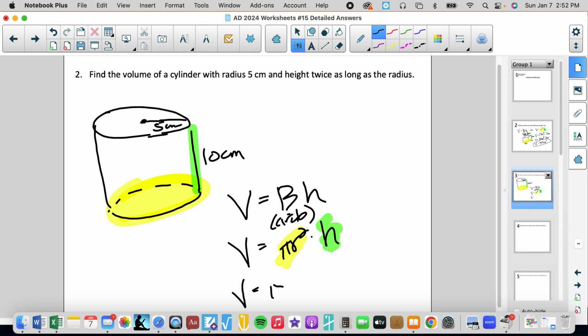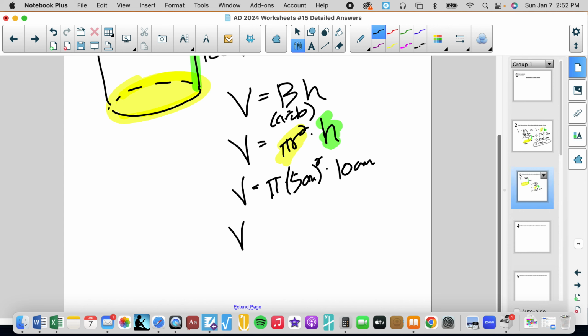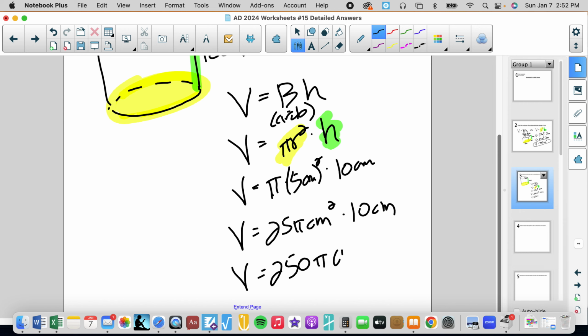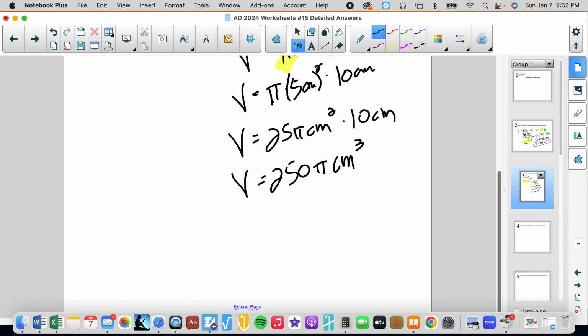So pi times the radius, which is 5 centimeters, quantity squared, times the height, which is 10 centimeters. You're going to have 25 pi centimeters squared times 10 centimeters, which gives you 250 pi centimeters cubed. The symbol of pi will always go in front of the variables, the units, but not in front of the coefficient, 250.